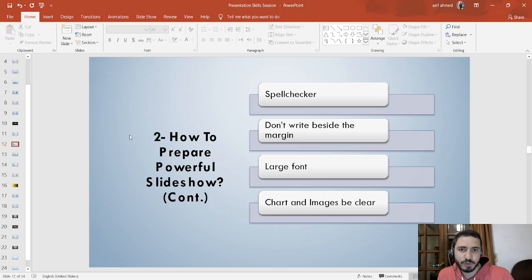Also, use a large font because if you are giving this presentation in a meeting room, for example, you will have to make sure that the last person sitting in the room is seeing the words clearly.